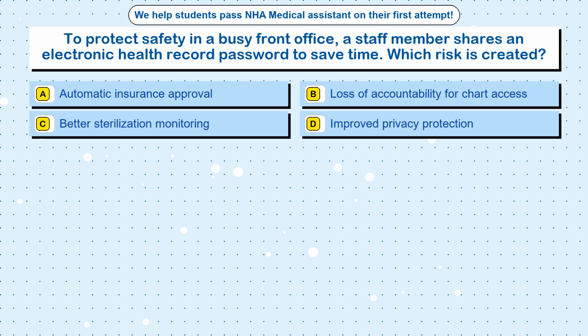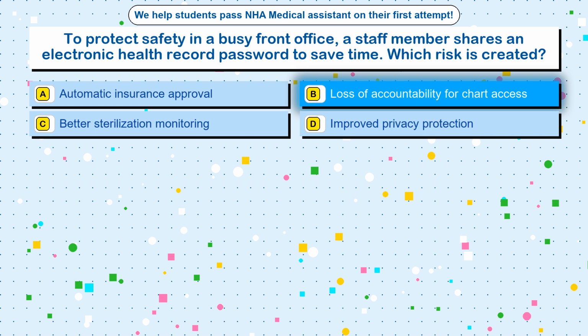Question 75. To protect safety in a busy front office, a staff member shares an electronic health record password to save time. Which risk is created? Option A. Automatic insurance approval. Option B. Loss of accountability for chart access. Option C. Better sterilization monitoring. Option D. Improved privacy protection. The correct answer is option B. Loss of accountability for chart access.